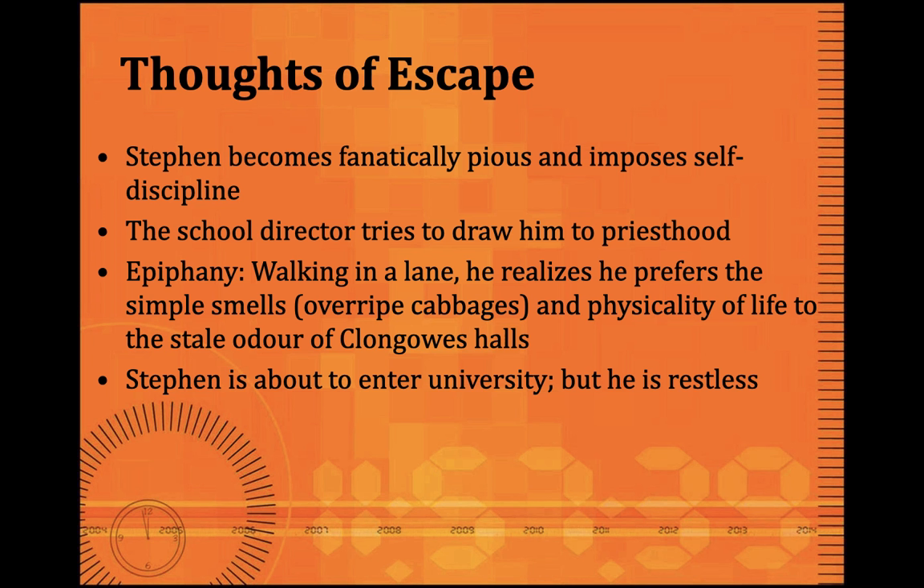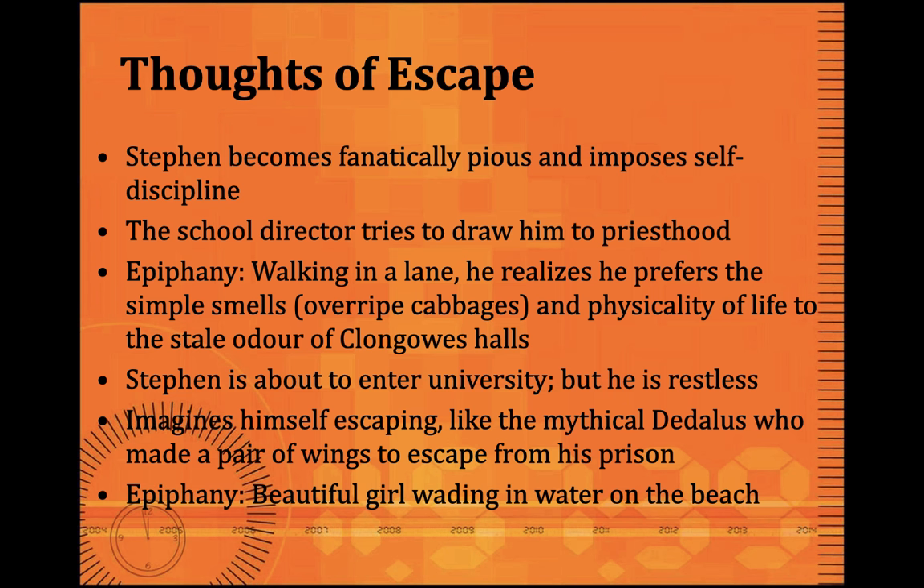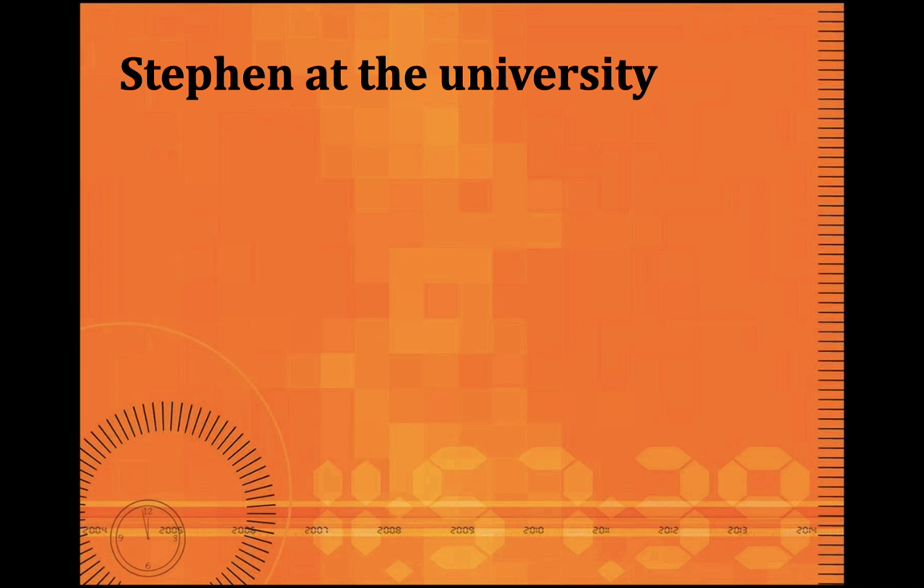And then Stephen is growing up. He's about to enter university, but he's very restless. He imagines himself escaping like the mythical Daedalus who makes a pair of wings to escape from his prison. He sits on the library steps and watches the birds in the sky. Towards the end of the novel, we'll see that. Not now, later. And there is also, when he goes to the beach, he sees a beautiful girl wading in the water. This is a beautiful epiphany. He thinks, I want these sensations of life.